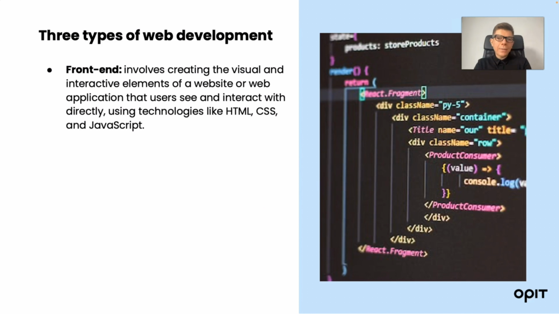The first one is front-end development, and it involves creating the visual and interactive elements of a website or web application that users see and may interact with directly. And here we'll be using mainly client-side technologies like HTML, CSS, and JavaScript.